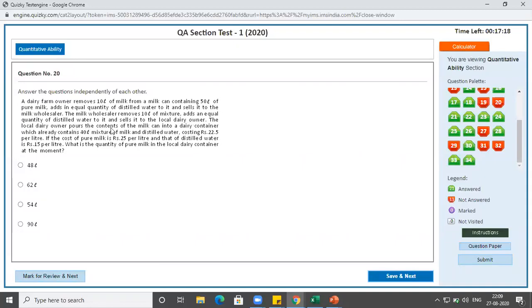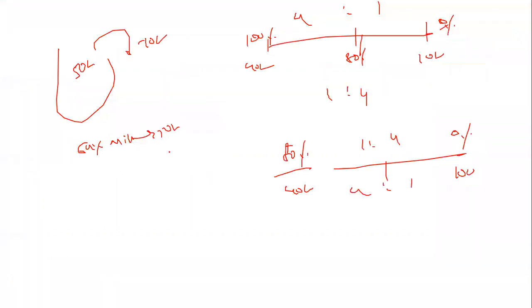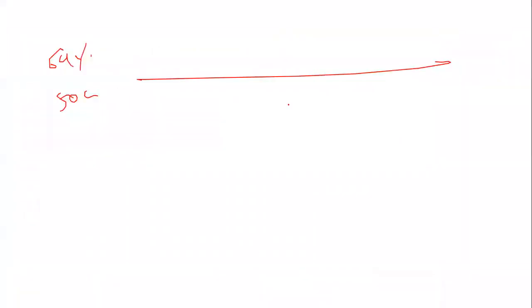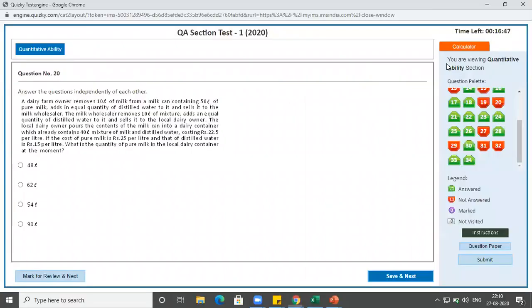The local dairy owner pours the contents of the milk can into a dairy container which already contained 40 liters of mixture of milk and distilled water costing rupees 22.5 per liter. If the cost of pure milk is 25 and that of distilled water is 15 per liter, what is the quantity of pure milk in the local dairy container? Oh, okay, so I have poured 64% milk, just 50 liters. The dairy unit already contained 40 liters of mixture of milk and water in some ratio, so that I'm selling it at 22.5. And milk is 25 and water is 15.